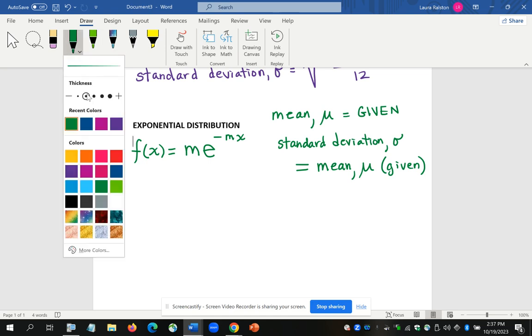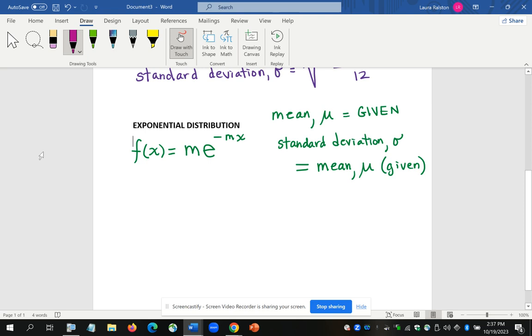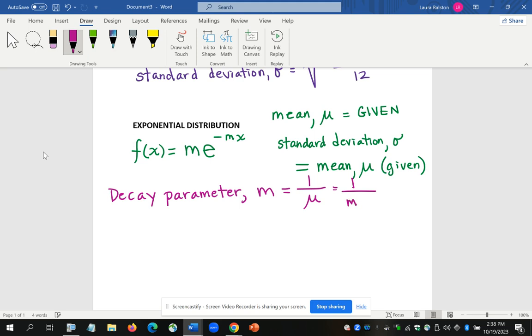I mentioned to you one of the important values that you need to know in relationship to an exponential is the decay parameter. The decay parameter is represented by the letter m, and it's equal to 1 divided by the mean. Okay, 1 divided by the mean. And we do use that in the calculations of the probability. So you need to know the value of the decay parameter, which is represented by m.